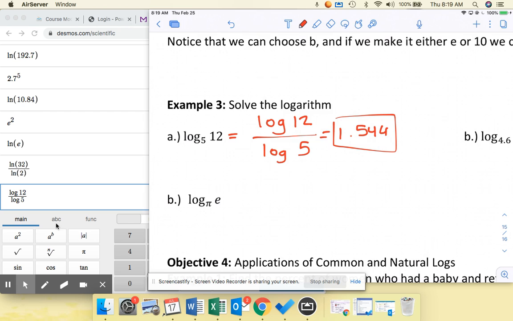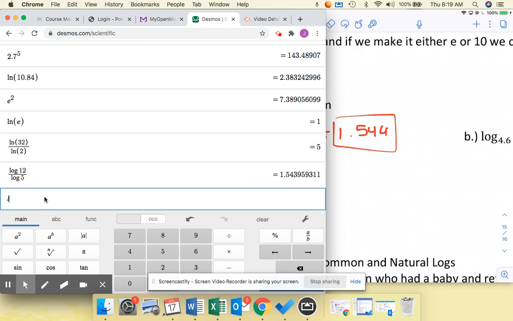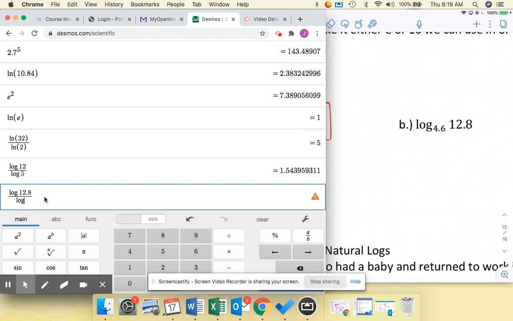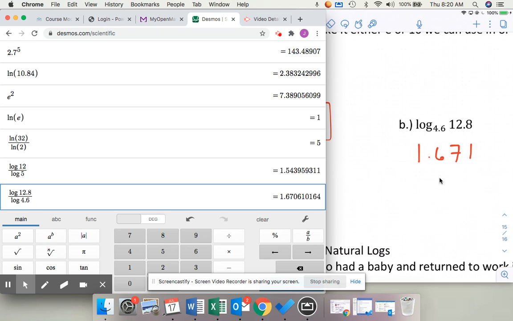All right, let's do another one. Log base 4.6 of 12.8 is log of 12.8 divided by log of 4.6, because of this situation over here. We get 1.671. Yeah, 4 squared is 16, so 4.6 squared has got to be bigger than 16, so it can't be more than 2. 1.6 sounds good.